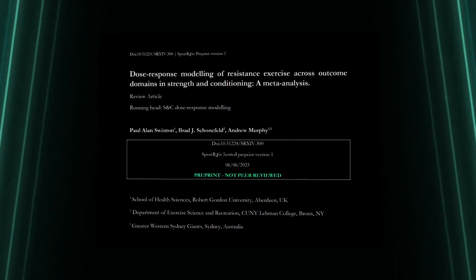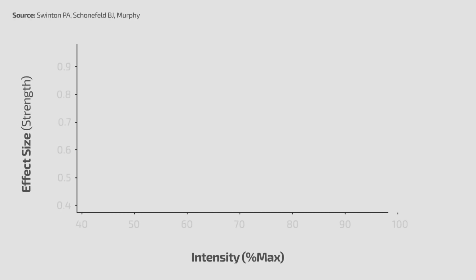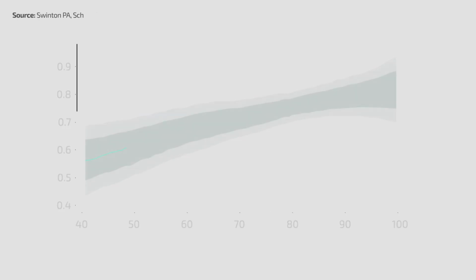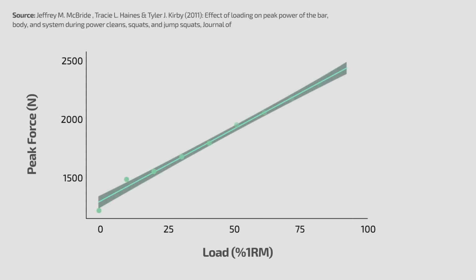As Josh said in our last video, a recent preprint meta-analysis by Swinton and colleagues demonstrates a strong relationship between the percentage of one rep max utilized and the strength gains observed, such that heavier loads tend to increase strength more than lighter loads. These results tend to line up nicely with the principle of specificity. If you consider that a 1RM is essentially an assessment of maximal force production, and that peak forces rise linearly alongside increases in load, you can see that training with heavier loads is more specific to 1RM, which may help to explain the findings of this meta-analysis.